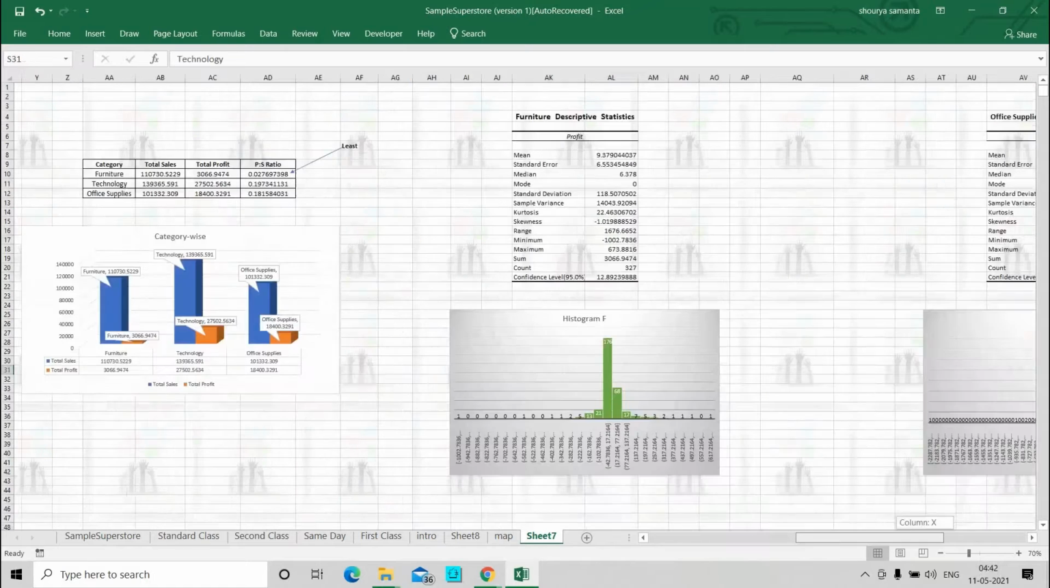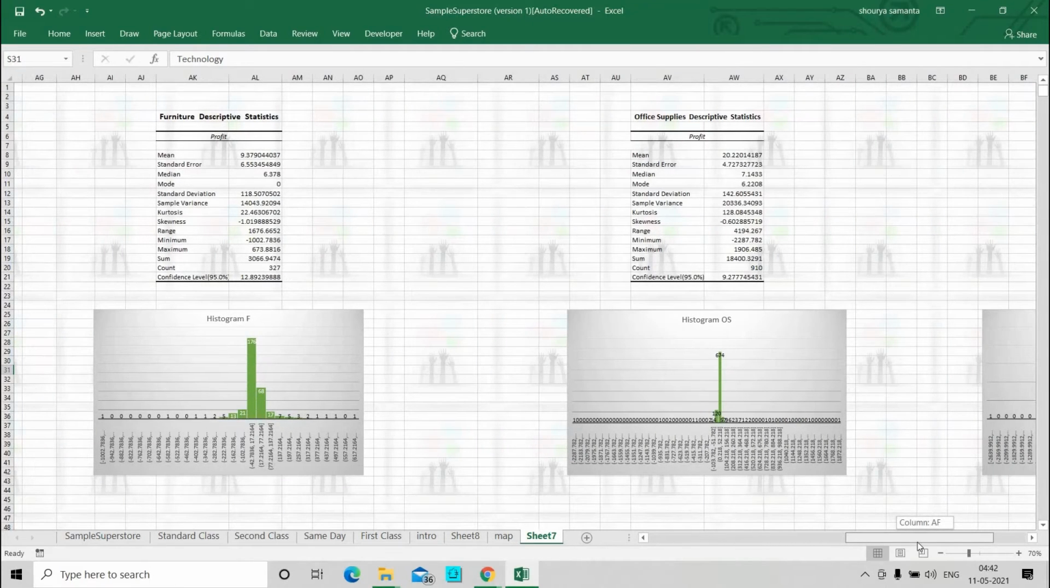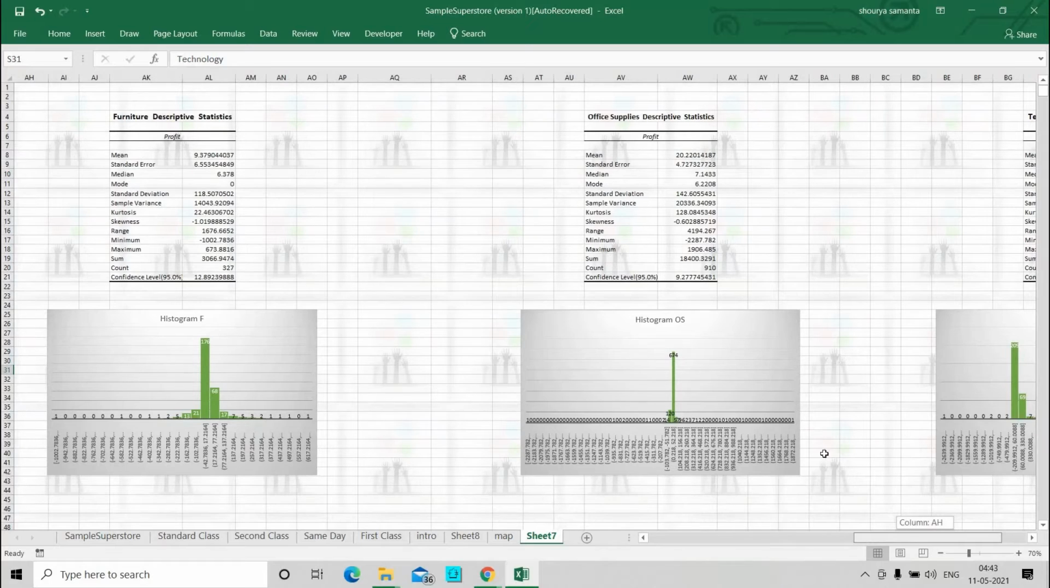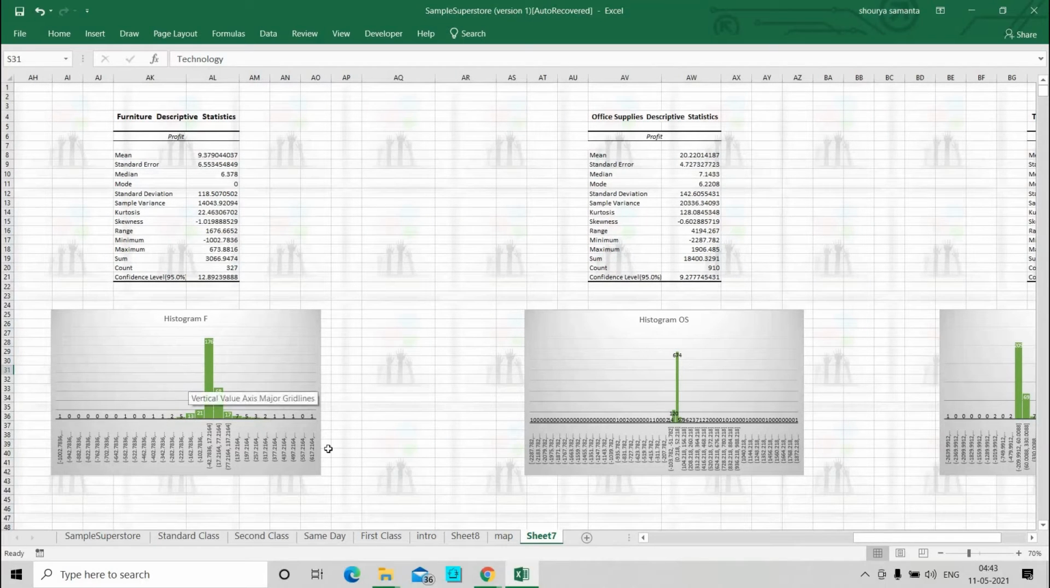Now here we have taken the descriptive statistics of the profits of the three categories and have plotted it on a histogram. In the descriptive statistics table of the furniture, we can see some difference between the mean and the median. It indicates there is some skewness, and the skewness confirms it. Negative skewness means most of our data is clustered on the positive side, and this is also quite obvious from the histogram plot. As we see here, most of the data is clustered on the positive side.